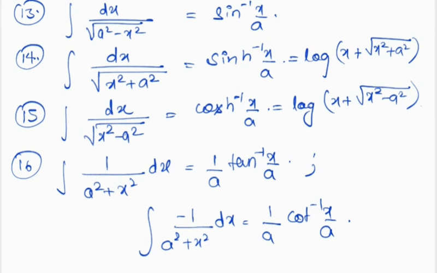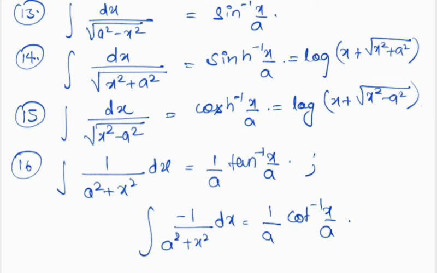So here always remember that whenever you are using a square minus x square, then you use the term sin inverse; x square plus a square, then we use the term sin h inverse; and x square minus a square, then we use the term cos h inverse.